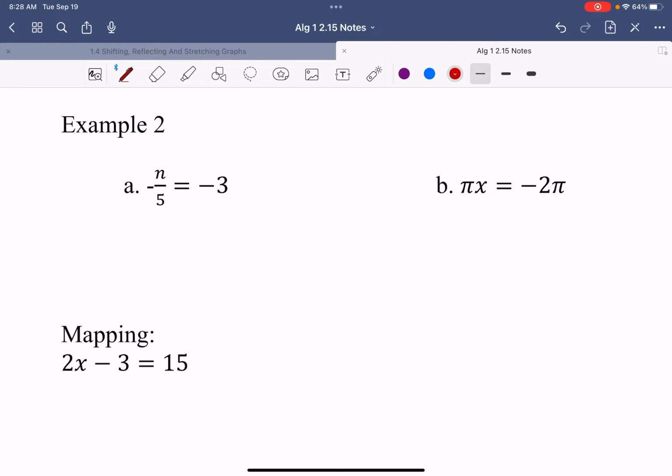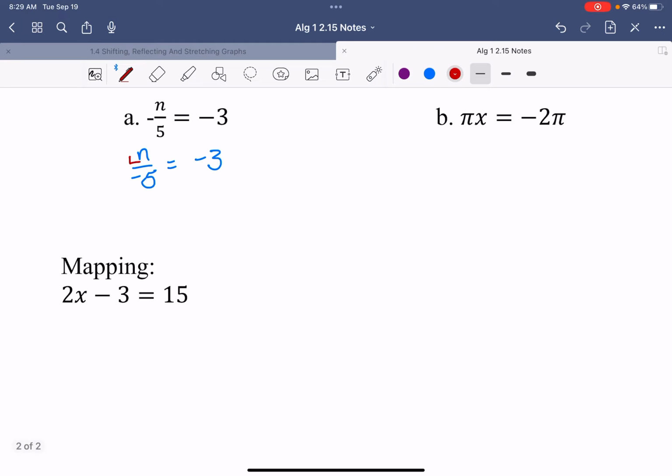Do whatever's easiest. I think a negative on an n is going to complicate things, so I'm going to put it on the 5. So I have n, I'm going to rewrite it, divided by negative 5. Sorry. n divided by negative 5 equals negative 3. So now I found my variable. My variable is right here.